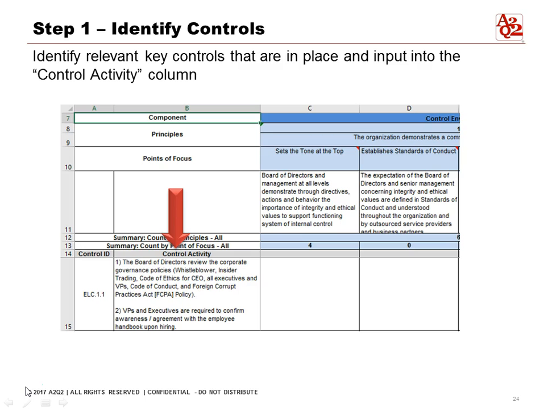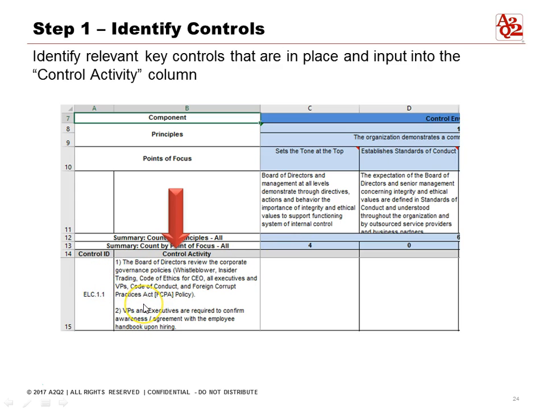So the first step is to identify the relevant key controls that are in place and input them into the control activity column. In this case, as you remember from session 2, we laid out the controls, the objectives, the principles, and the points of focus, and now, over on the left side here, we've listed each of our controls.